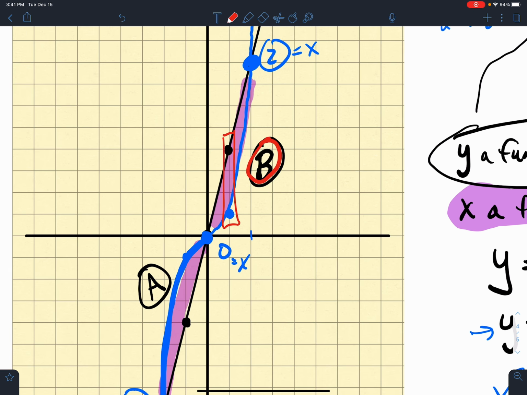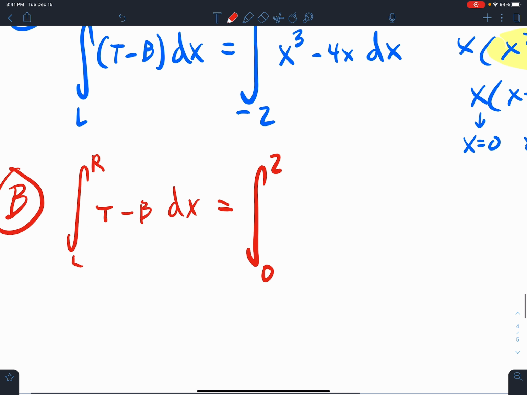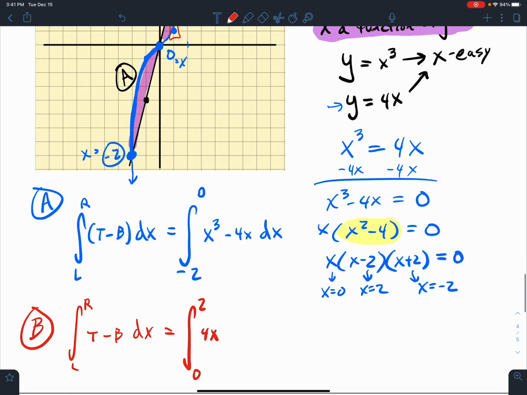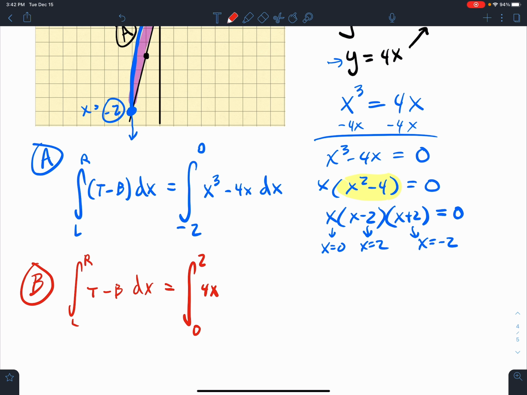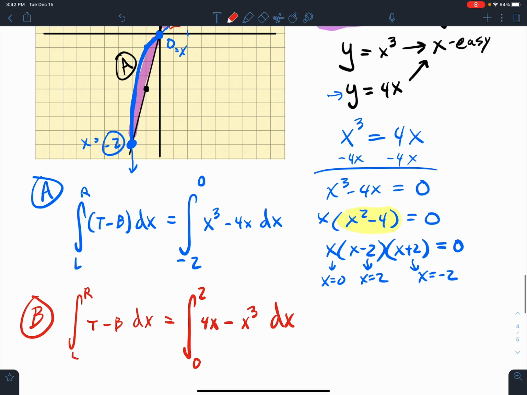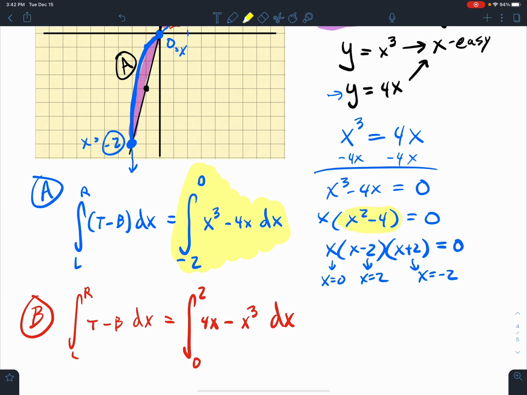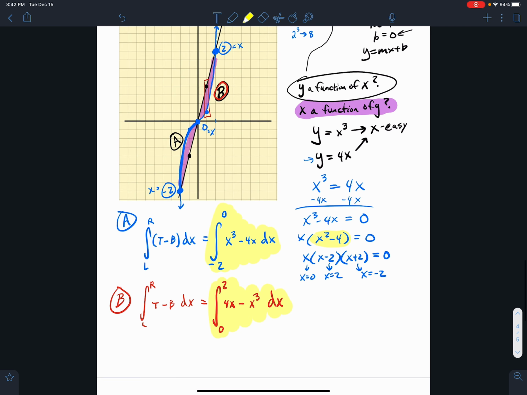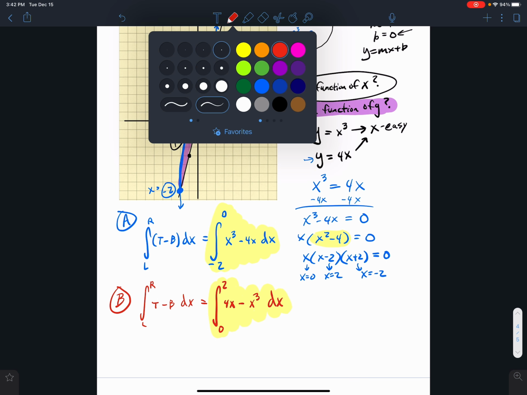Uh-oh. What's happened? We switch from the curvy one being the top to the curvy one being the bottom. So now instead of 4x being the bottom, now 4x is the top. This is why we have to split it up. 4x is now the top, okay? And so if 4x is the top, that means the bottom is x cubed dx. So we have these two integrals that I need to calculate here. This one and this one. So that represents area A. This represents area B. And whenever I find those two, then I'll have the total area.